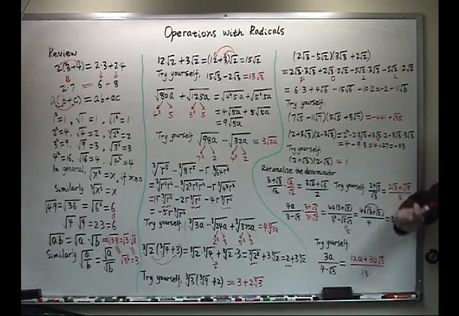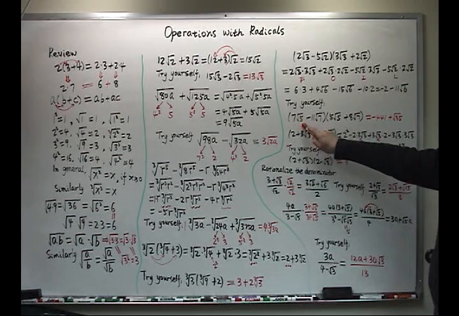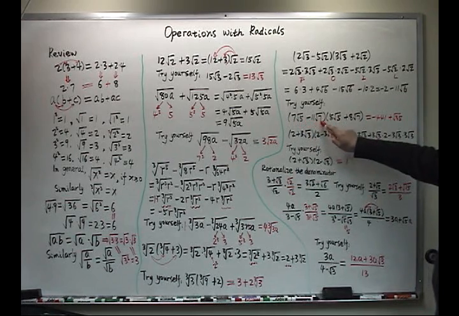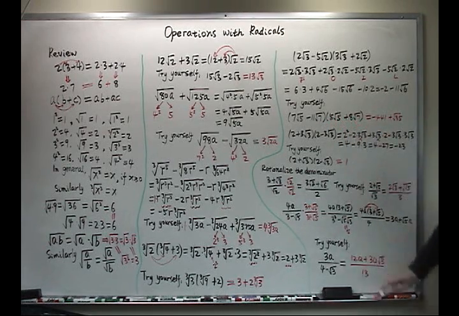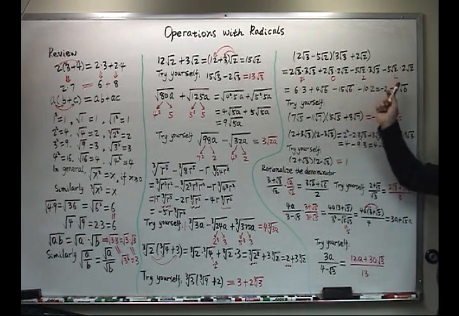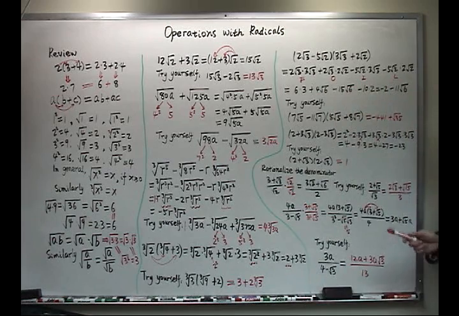Try this one yourself. That's 7 radical 5 minus 11 radical 7 times the quantity 5 radical 5 plus 8 radical 7. Again, you need to use the FOIL method, and eventually you will have a final answer, which is negative 441 plus radical 35.